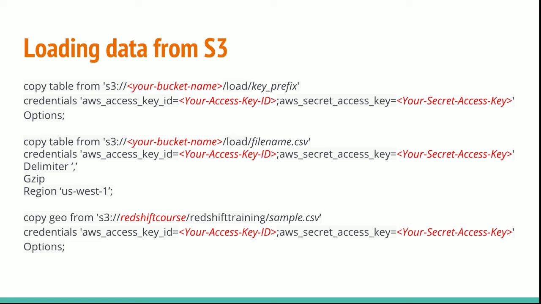Now type select star from geo on your Workbench IDE and you could see the data which you had truncated in the previous slide. Now you got the data back as you have done the copy from S3.